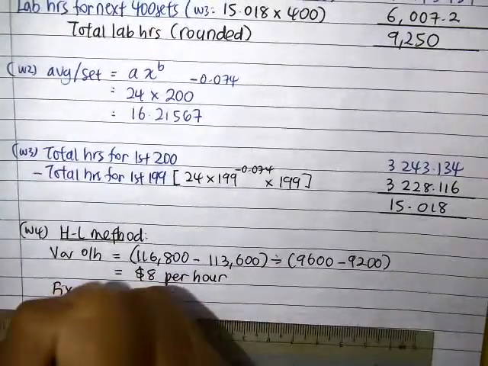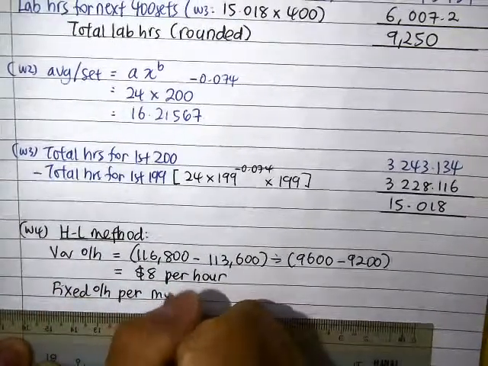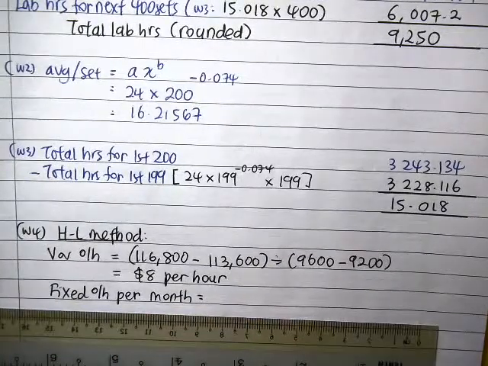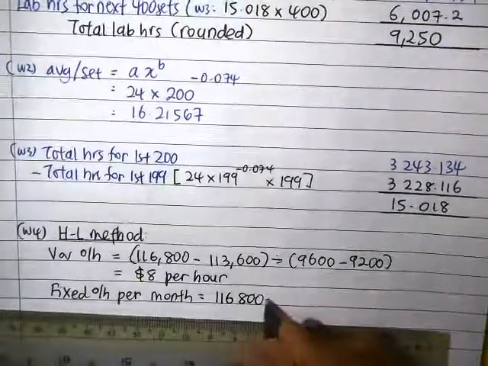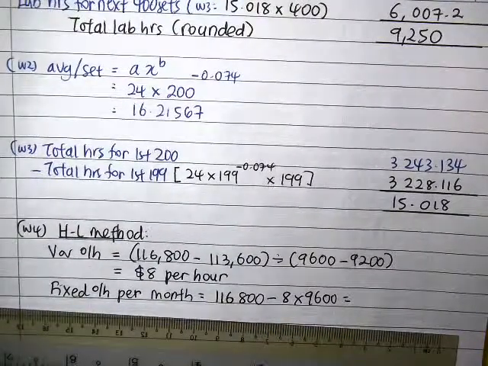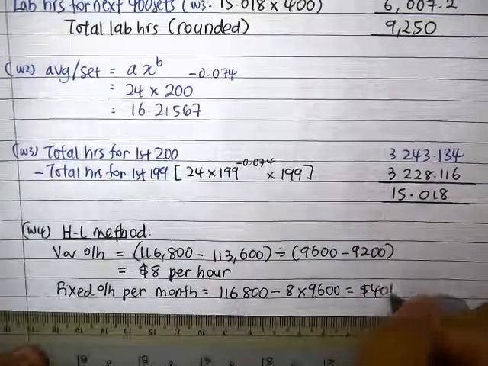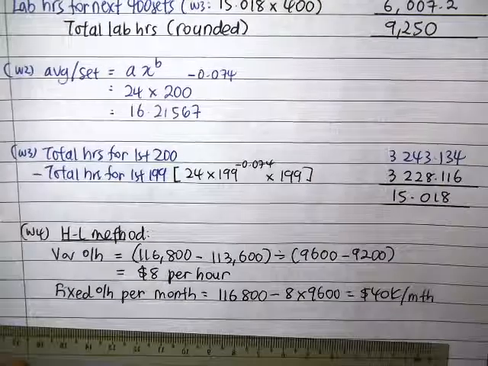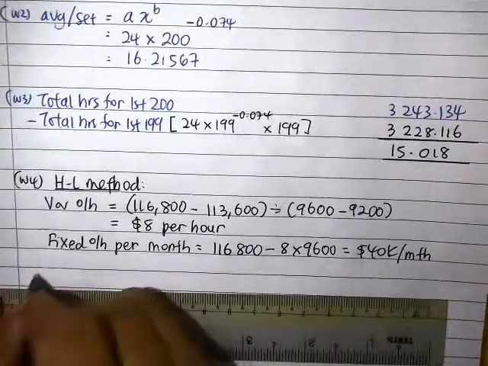Then my fixed overhead per what? Per month. See, you do past year, so after that you know it. So that's why important of practice is this. Okay, so it's per month. Per month is based on any amount. 116,800 minus 8 times 9,006. That is 40k per month.